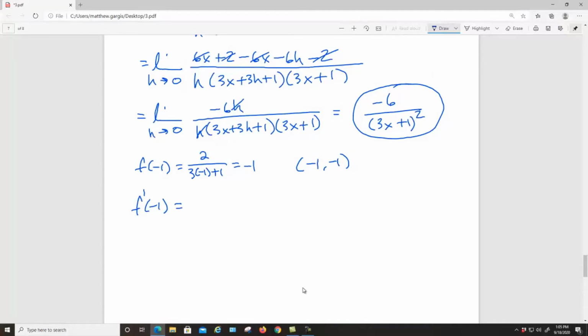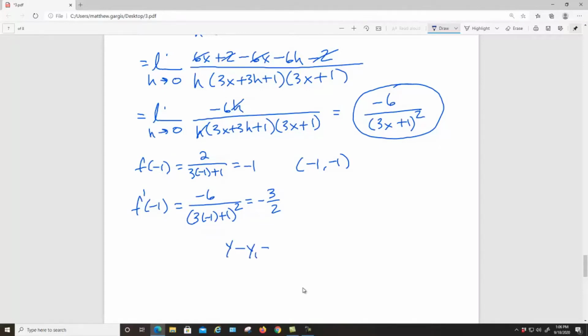So I plug that into the derivative. Alright, so that'll be negative 3 plus 1 is negative 2. Negative 2 squared is 4. Negative 6 over 4 would be negative 3 over 2. So the slope of the tangent line of that function at the point negative 1 is negative 3 over 2.